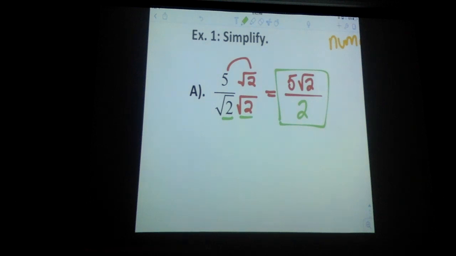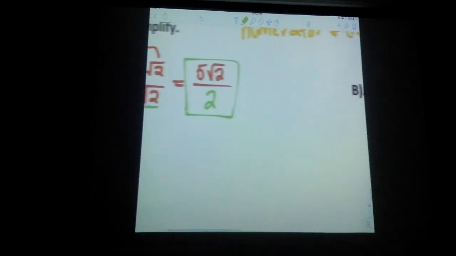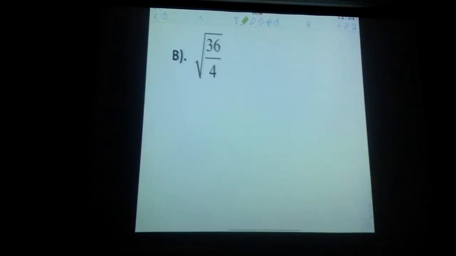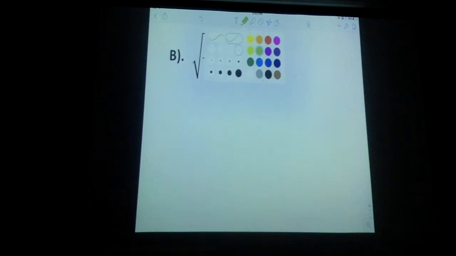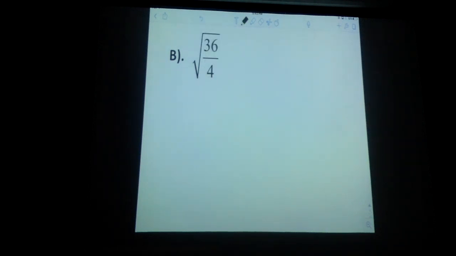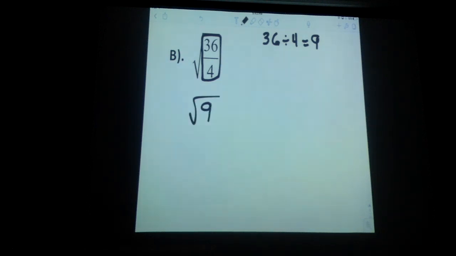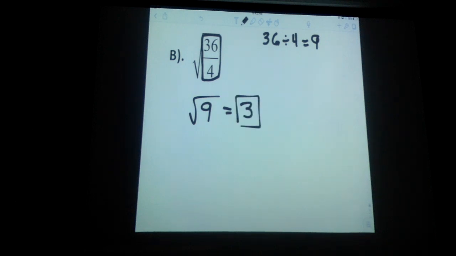All right, so another example. Let's take a look at example B, the very next one. For example B, where you have the square root of 36 over 4, the very first thing you need to do is, if possible, simplify what's underneath first. So take a look at 36 over 4. If I want to simplify that, 36 divided by 4 gives me 9. And so what I can say is that square root of 36 over 4 would be the same as square root of 9. Then to simplify, really only one more step to go: square root of 9 would just be the number 3. And you would be done.